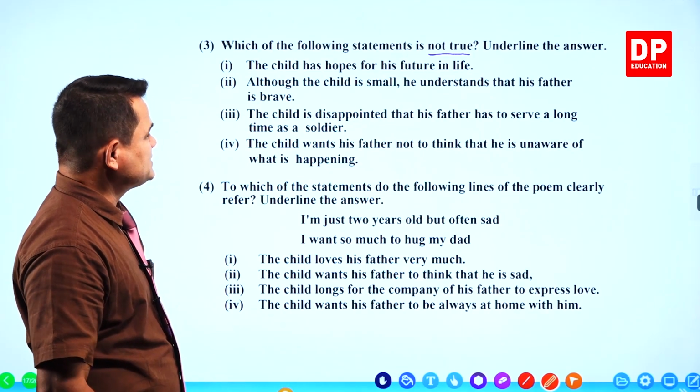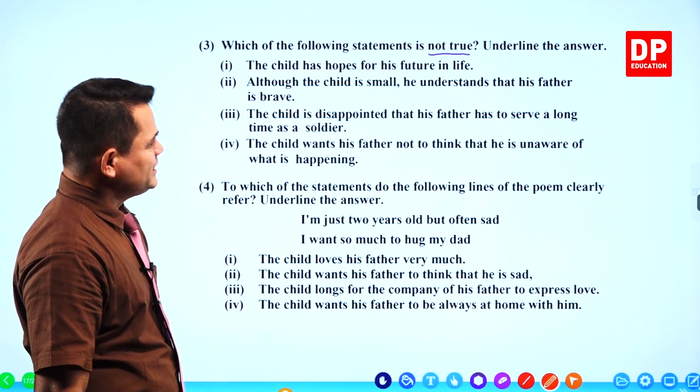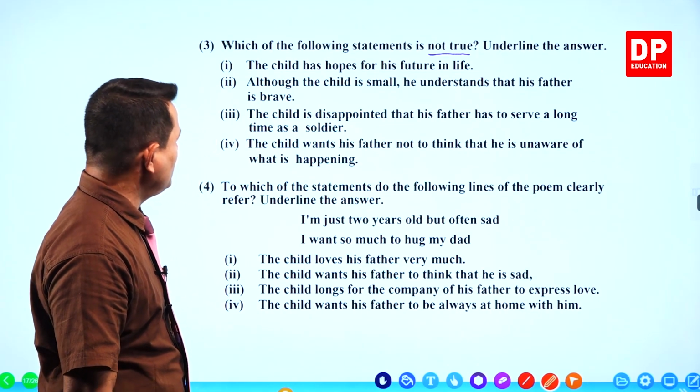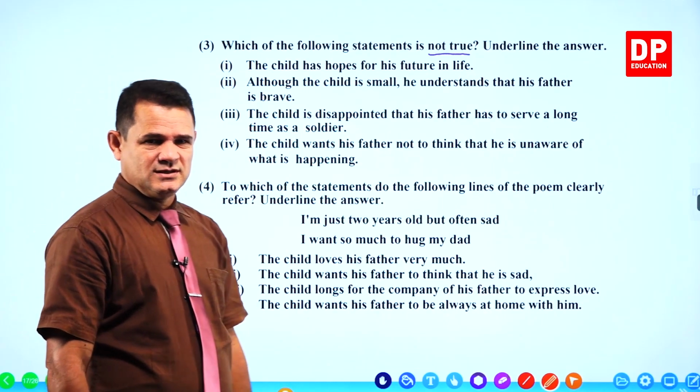The child is disappointed that his father has to serve a long time as a soldier.